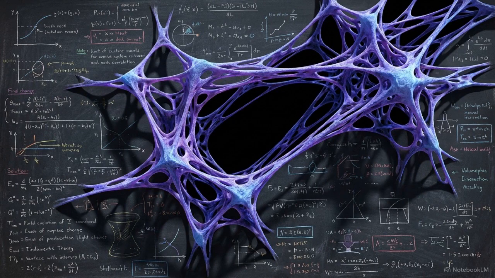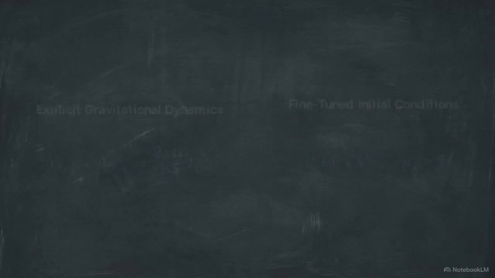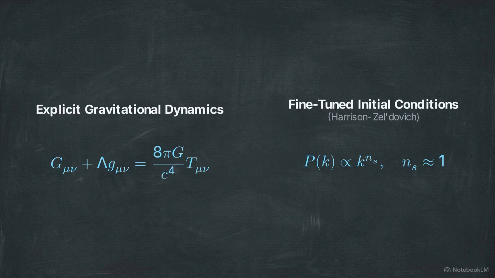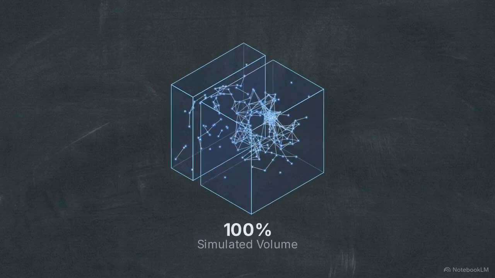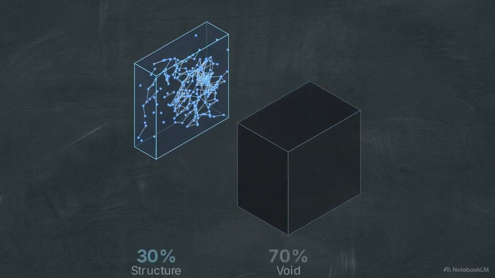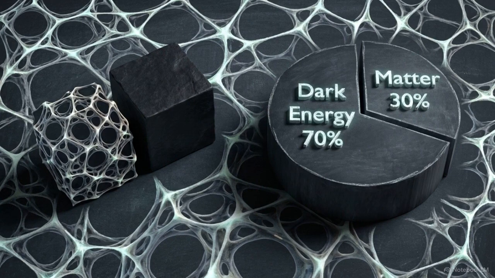The IMM generates the macroscopic topology of the observable universe, the cosmic web, without assuming explicit gravitational dynamics or requiring the fine-tuned initial conditions used in standard models. In that simulation, the volume fraction of the emergent cosmic web spontaneously settles at approximately 30% structure and 70% void. This aligns with the observed matter-to-dark energy ratio in the standard lambda CDM cosmological model.